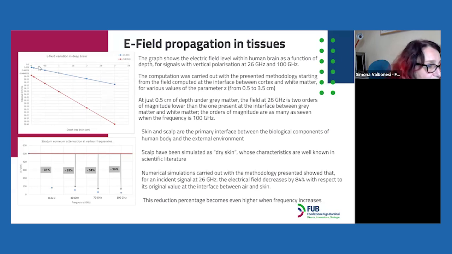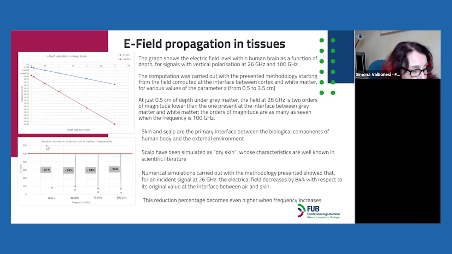At just 0.5 centimeters of depth under the gray matter, the field at 26 gigahertz is 2 orders of magnitude lower than the one present at the interface between gray matter and white matter. The order of magnitude is more than 7 when the frequency is 100 gigahertz.